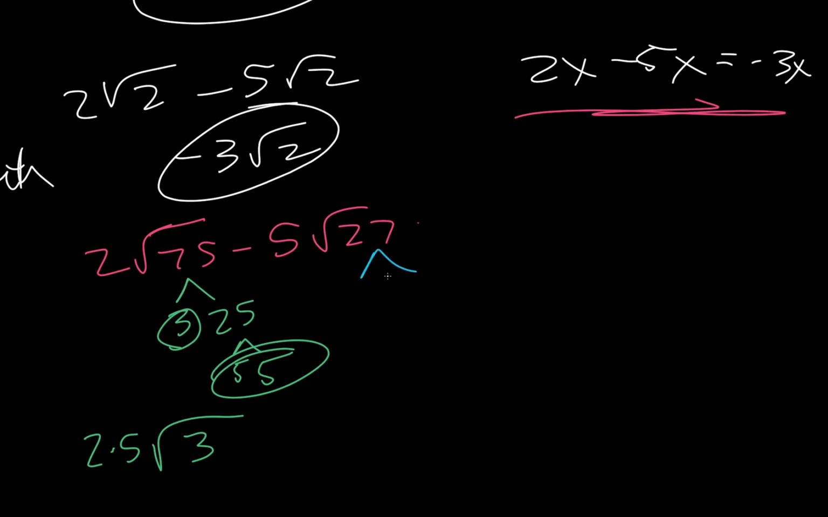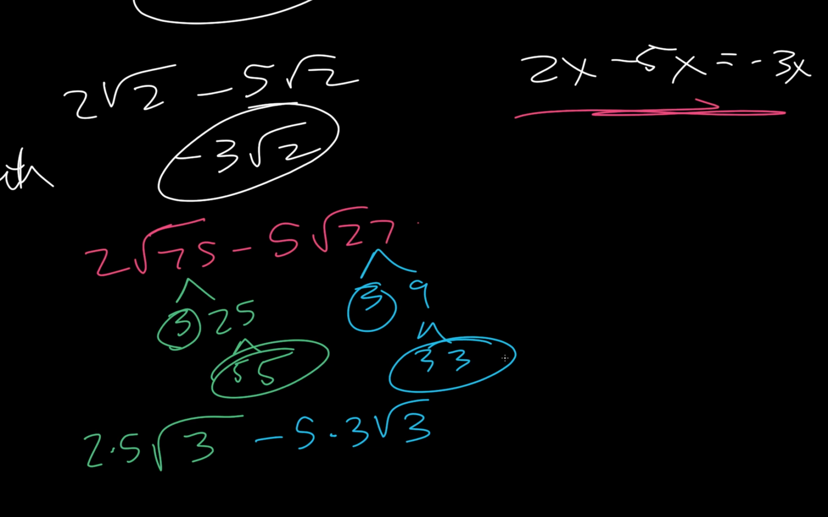Right here, 27 is 3 times 9, which is 3 times 3. Pair of 3s, single 3. Take out the pair, becomes a single, so I still have my negative 5 times 3. Then this 3 stays on the inside. Okay. Now I want to multiply these together, so I get 10 root 3 minus 15 root 3.